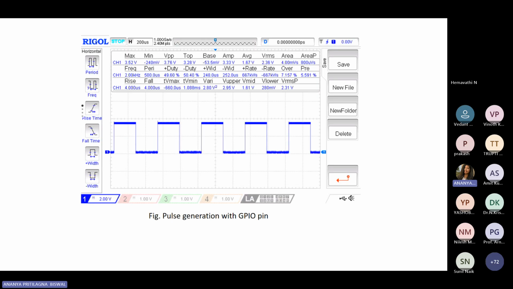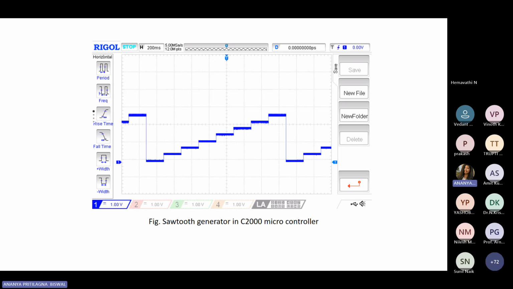After the MATLAB interfacing, these are the outputs we have got. Like this, it is a duty ratio equal to 50%, and this is the pulse generation for a boost converter, or we can say any DC-DC converter. This pulse is generated using a GPIO pin. We have also generated a sawtooth waveform using the C2000 microcontroller.